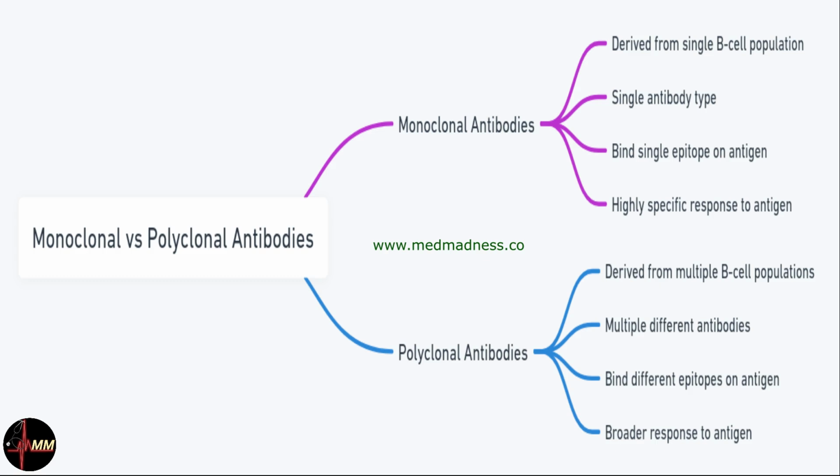why? A. Monoclonal antibodies because they bind to multiple epitopes on the antigen. B. Monoclonal antibodies because they bind to a single epitope on the antigen. C. Polyclonal antibodies because they are derived from multiple B-cell populations. D. Polyclonal antibodies because they bind to a single epitope on the antigen. Think about this scenario and we'll reveal the answer shortly.